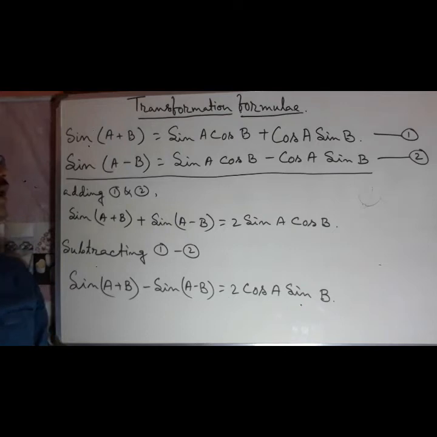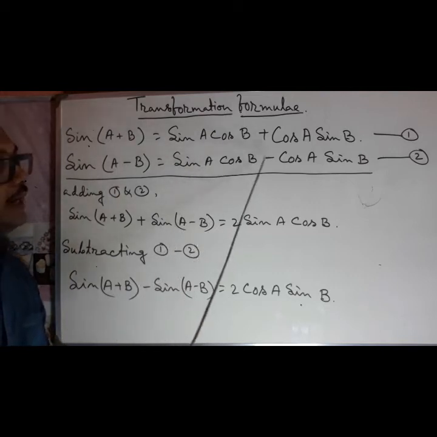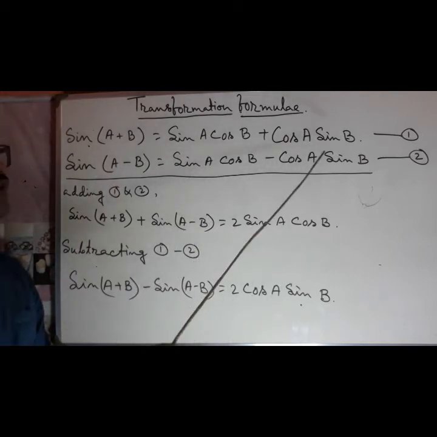Today we shall learn the formulas related to the chapter on transformation formulas of trigonometry. What do you know? sin(A+B) is sin A cos B plus cos A sin B, and sin(A-B) is sin A cos B minus cos A sin B. So if we add these two equations, what will we get? These two terms will be eliminated.